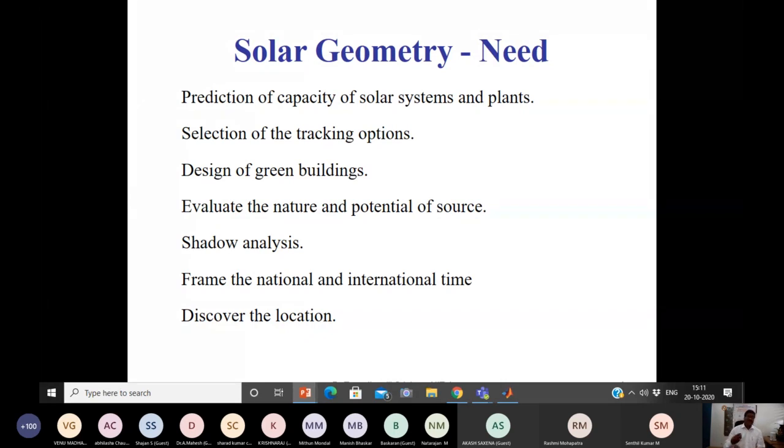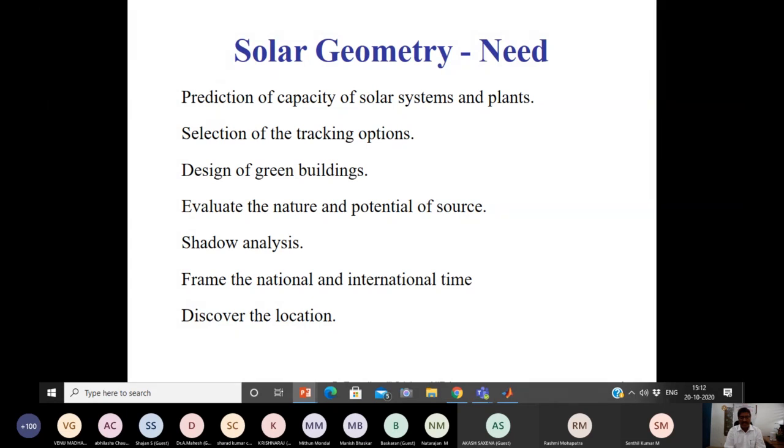And in another direction, for example, there is a location which is unknown. How do we trace this unknown location based on the solar geometry? This is the reverse direction of problem solving. In the unknown location, we don't know the latitude and longitude, but based on observation, that is the solar geometry or sun-earth relations, it is easy to identify the latitude and longitude.